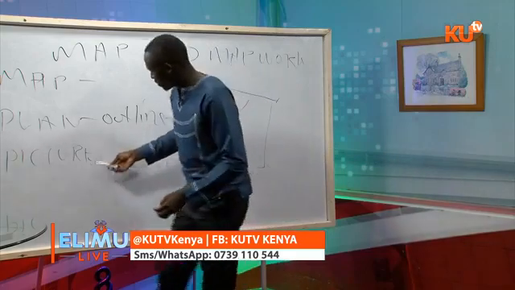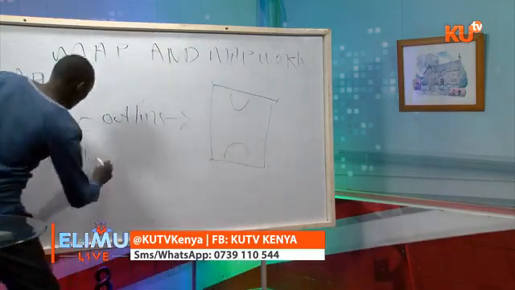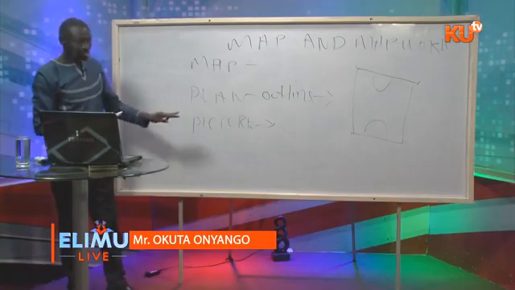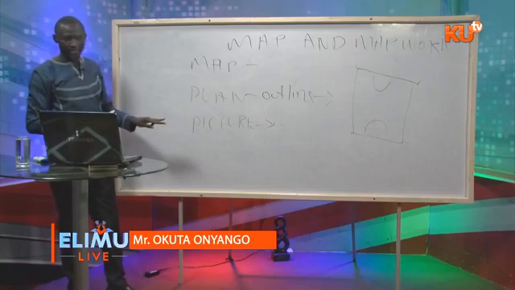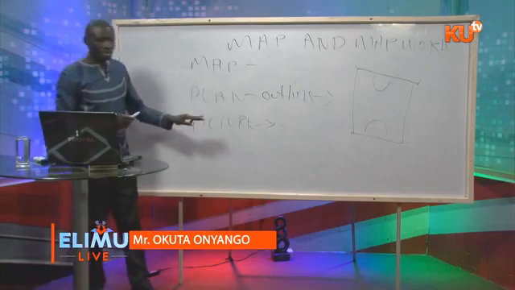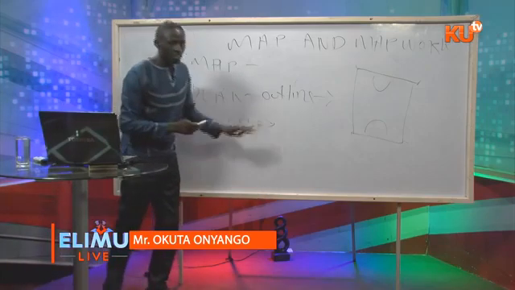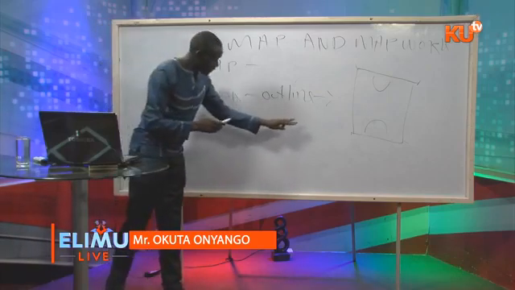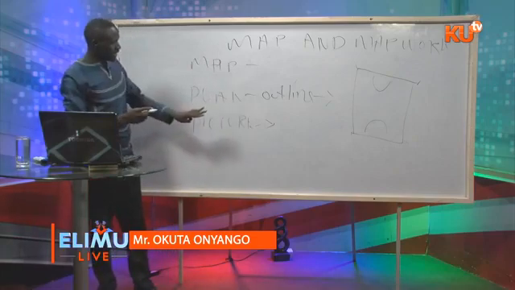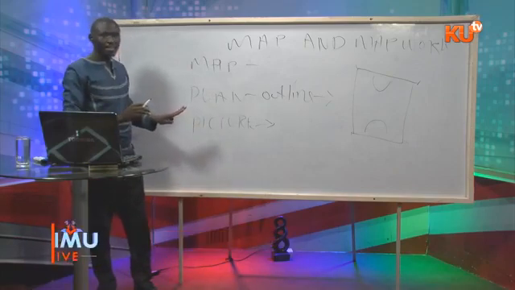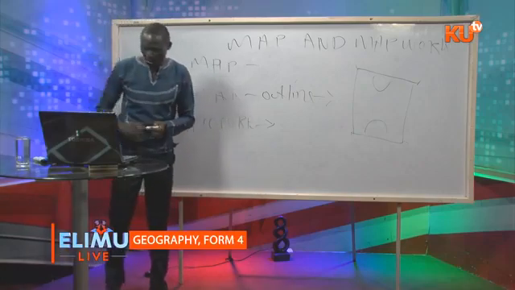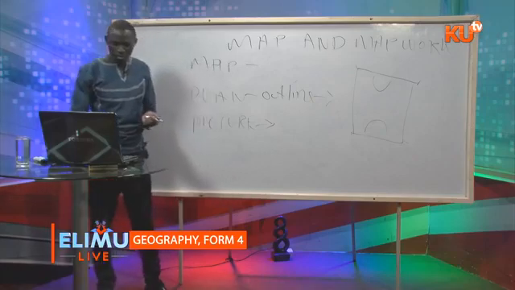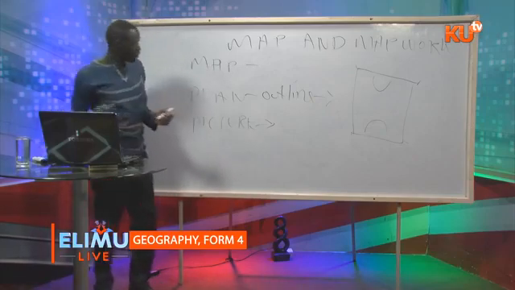Then the last definition is of a picture. A picture can be defined as an image of a real object. This can be taken through the photography method or by any other method that captures the image of the real object.